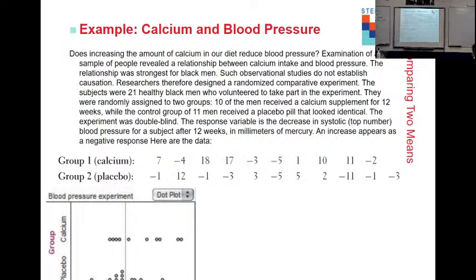Null and alternative. We want to look at whether this is a one-sided test or a two-sided test. So let's see. Increasing the amount of calcium in our diet reduces blood pressure. Okay, so we're looking at whether it reduces blood pressure. That means our alternative should be one-sided because we're looking at a change in a particular direction.